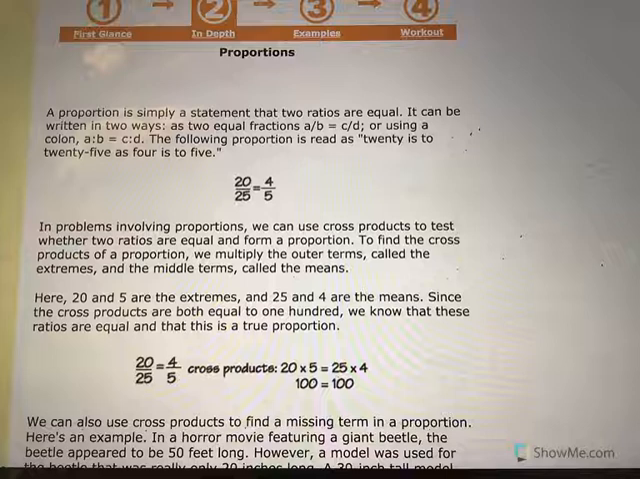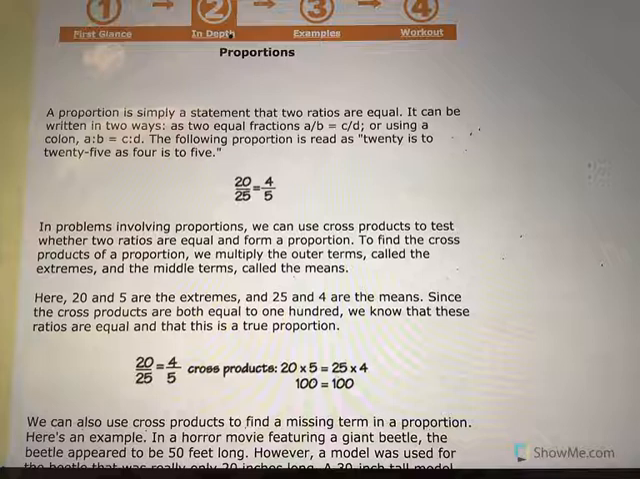In problem-solving with proportions, we can use cross products to test whether two ratios are equal to form a proportion. Similar to the butterfly method, you might have called it in elementary school, to determine if two fractions are equivalent or equal in value. So again, if you look at the example below, we have 20 over 25 and 4 over 5. If we cross multiply, 5 times 20 is 100, and 25 times 4 is 100, so they are equivalent.